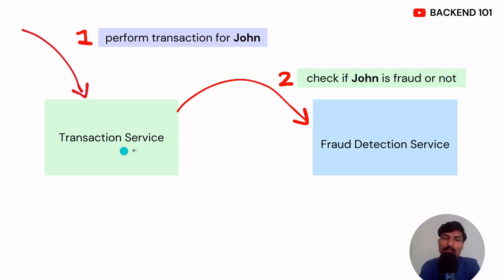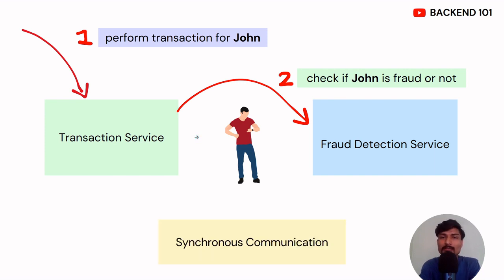One question: can the transaction service proceed further without getting the response from the fraud detection service? No. Transaction service needs to wait for the response from the fraud detection service. It needs to confirm whether Zone is fraud or not before performing the transaction for Zone. So this is known as synchronous communication.